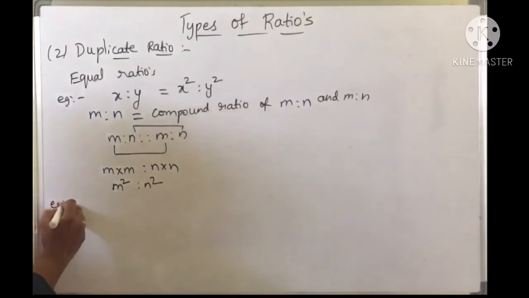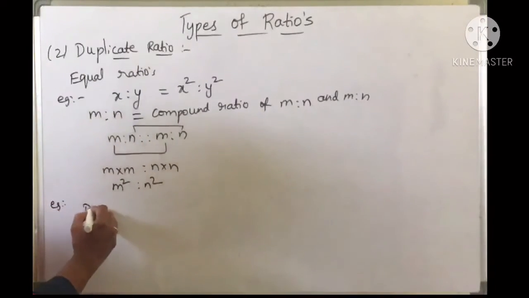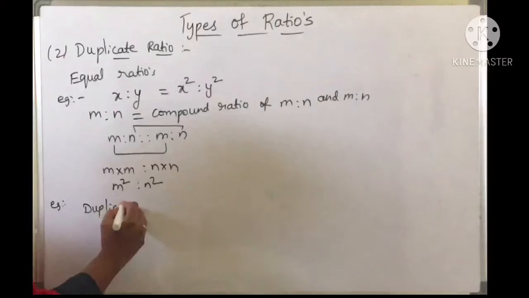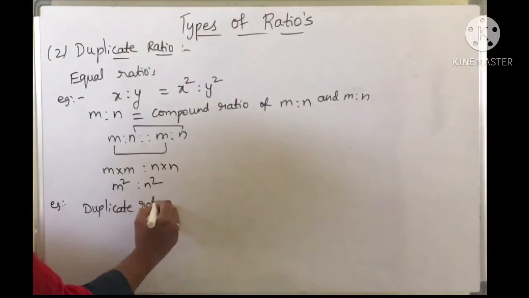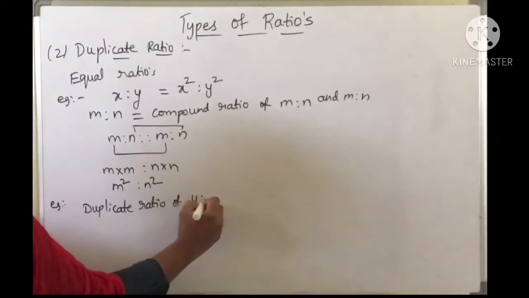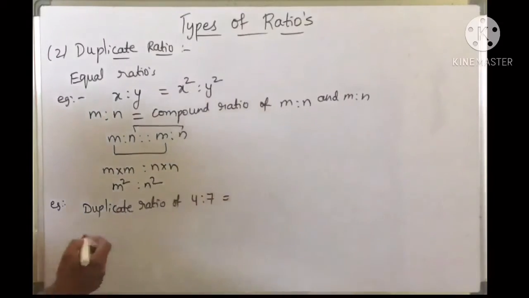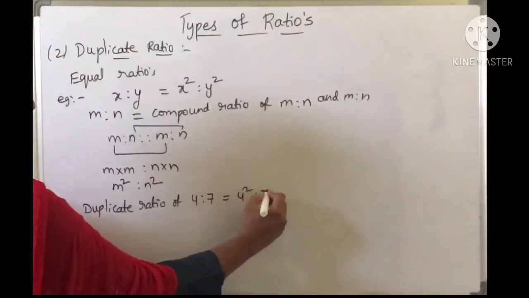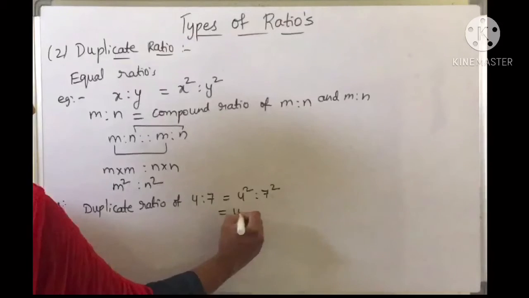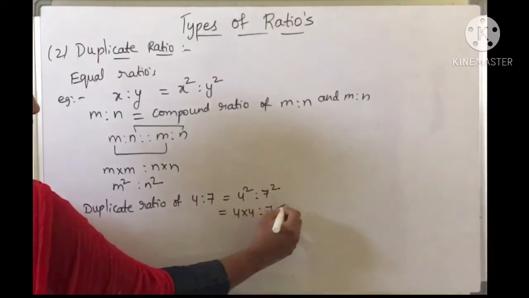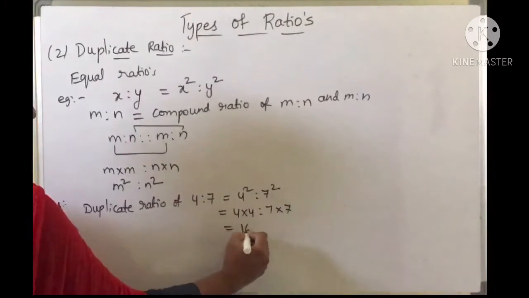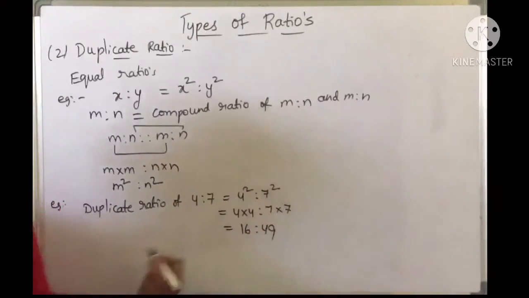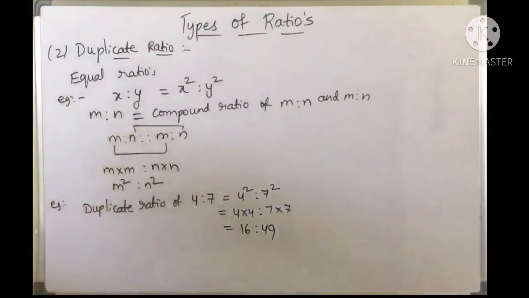If you take numbers, the duplicate ratio of 4 is to 7 is nothing but 4 square is to 7 square. 4 square, 4 into 4, is to 7 into 7. So 4 fours are 16, and 7 sevens are 49, so 16 is to 49. So this is the duplicate ratio.